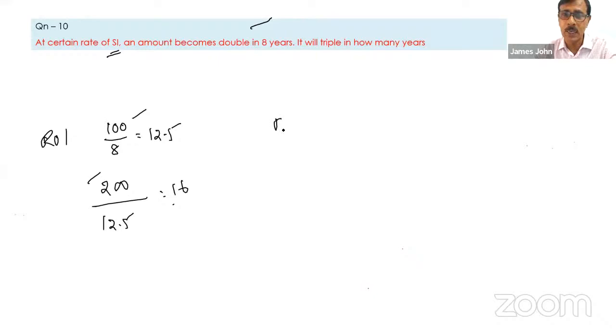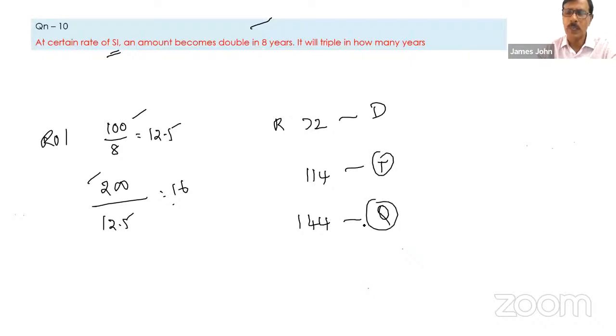Similarly, for compound interest, there are other rules. One is the rule of 72, another is the rule of 114, another is the rule of 144. This rule for doubling, this for tripling, and this for quadrupling, that means 4 times. If you know the rate of interest, to calculate the number of years for doubling, 72 by rate of interest. For tripling, 114 by rate of interest. For 4 times, 144 by rate of interest. You will get the number of years.